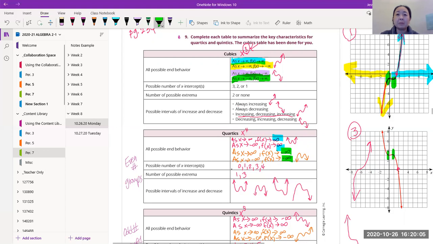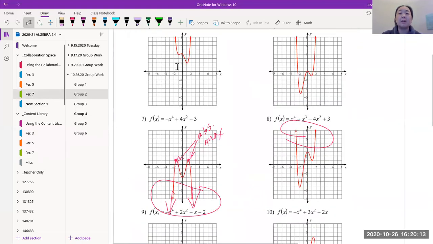And then the possible number of x-intercepts: 0, 1, 2, 3, and 4. Right, those are the 4 possible ones. You want to take a look back here. Notice right here, there's literally no x-intercepts here, or 0 x-intercepts. Here, how many do we have? We have 1, 2, 3. So we have 3 x-intercepts. And here we have, remember, 1, 2, 3, 4. So this is 4 x-intercepts. And here we have 2 x-intercepts.